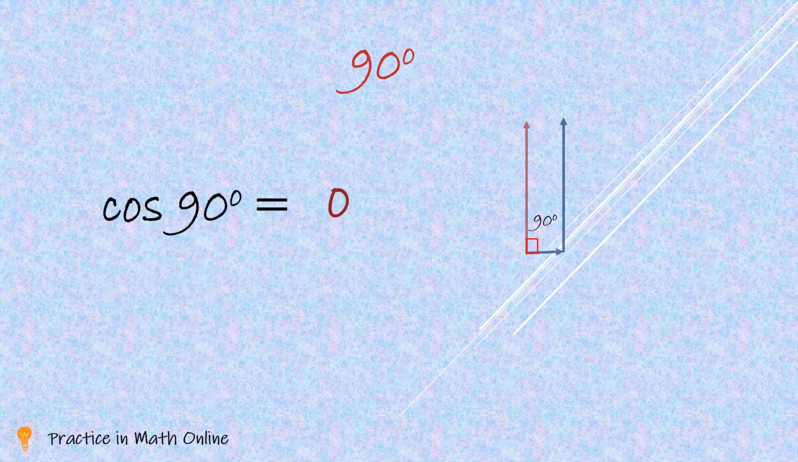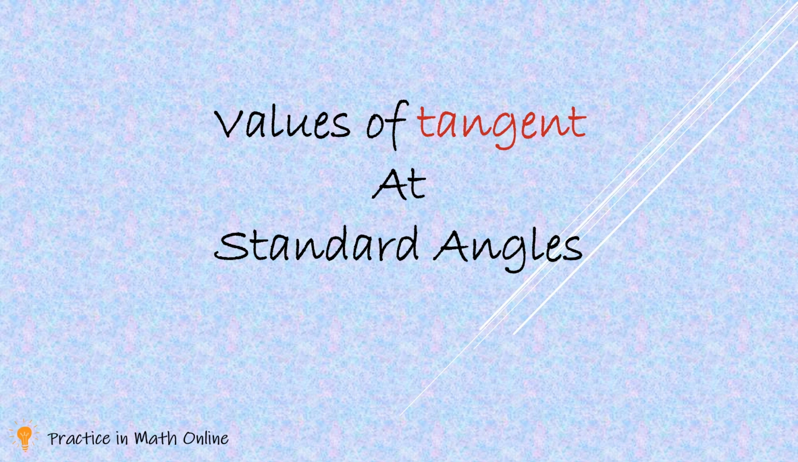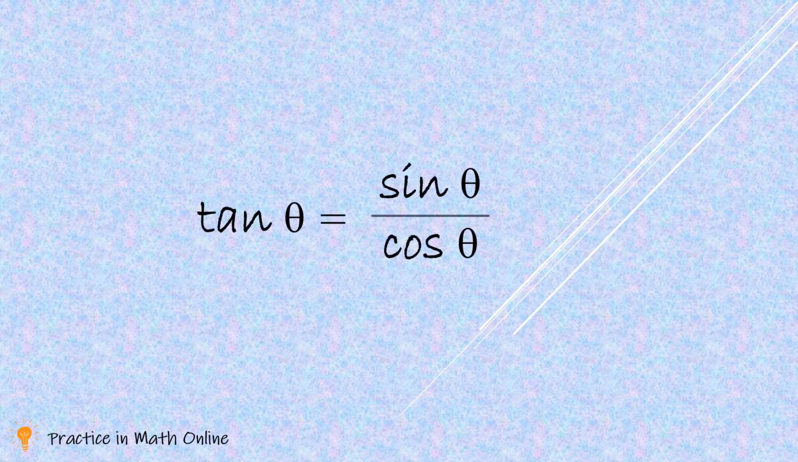Later, we will try to understand the relationship between cos and sine and why they have same values at different angles. Now let's move on to find the values of tangent function at these standard angles. Before we do that, we have to understand a relationship that holds between three trigonometric functions, tan, sine and cos. And the relationship is tan theta is equal to sine theta over cos theta.